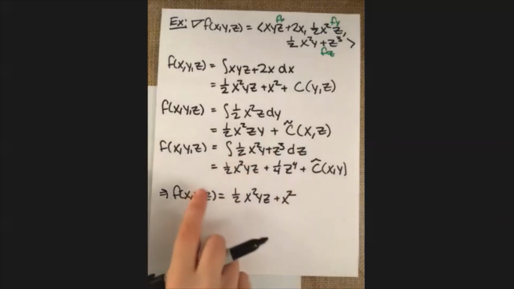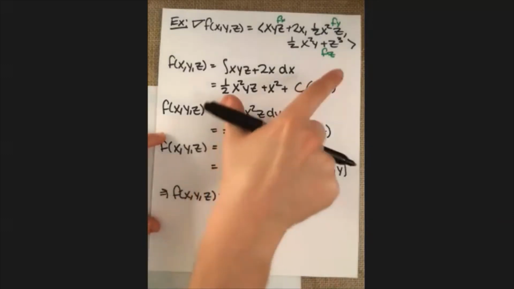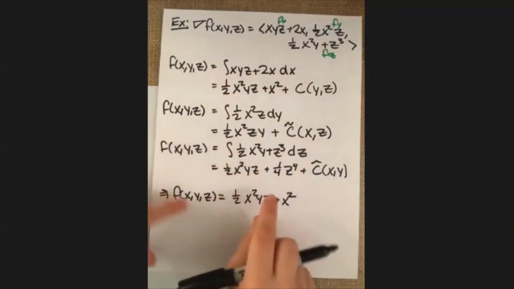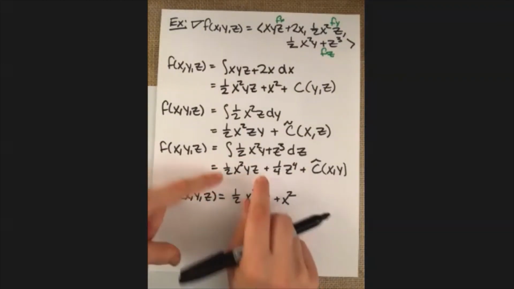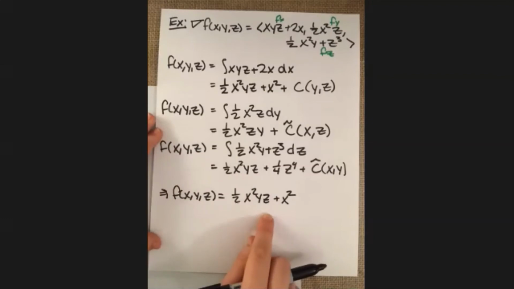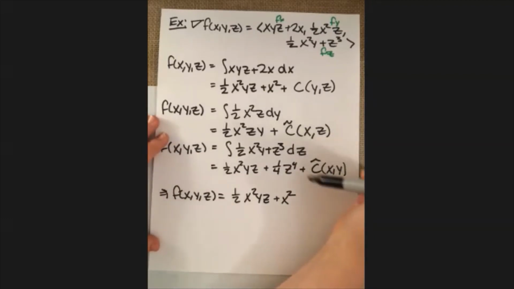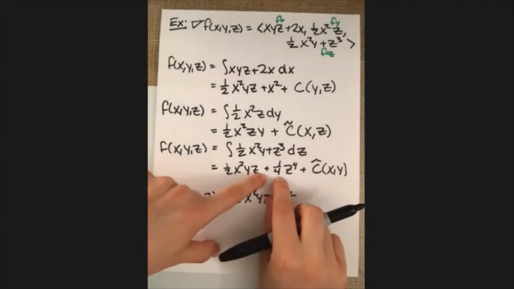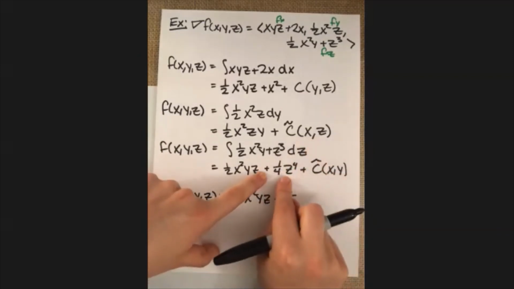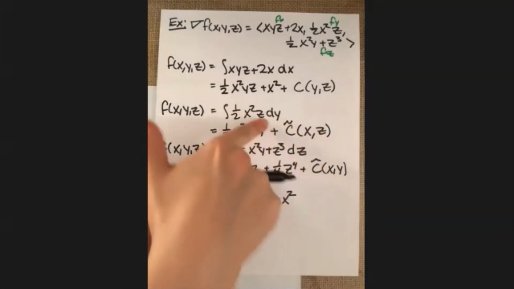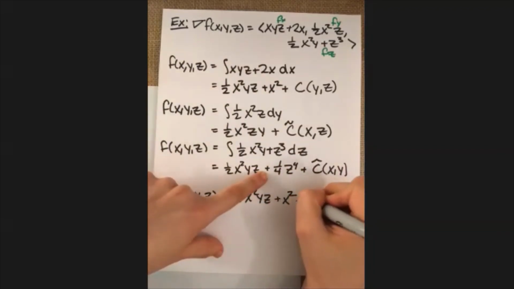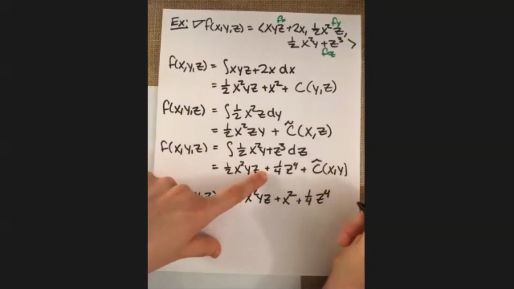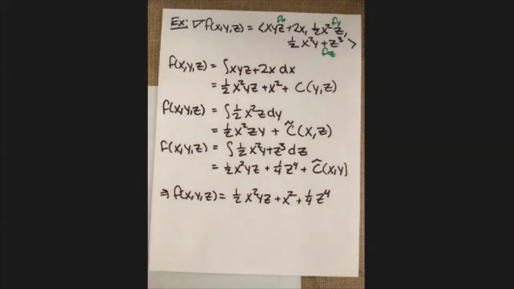So now we turn to undoing the third component of the gradient here. And once again, we see this repeated information of 1/2 x squared yz. Well, that makes sense. We already have that. But some new information here is about the unknown function in terms of z that is mentioned both in the y case and in the x case, and that's going to be that plus 1/4 z to the 4th, like so.